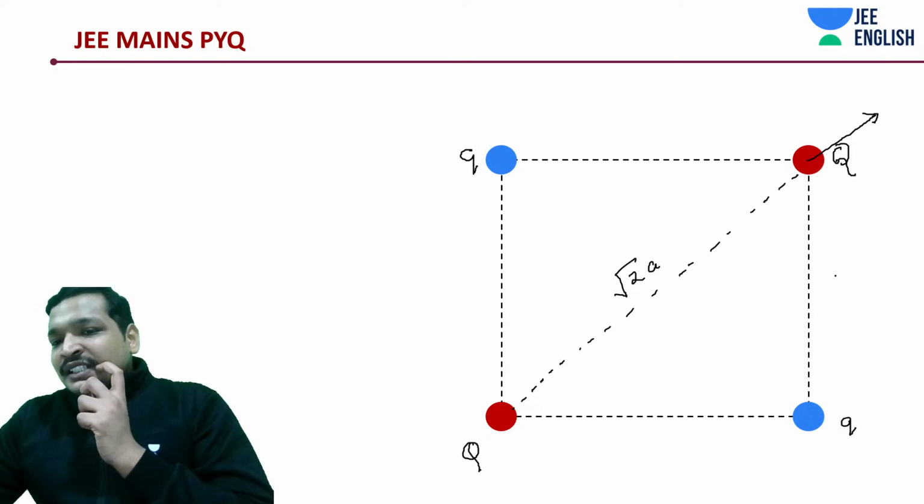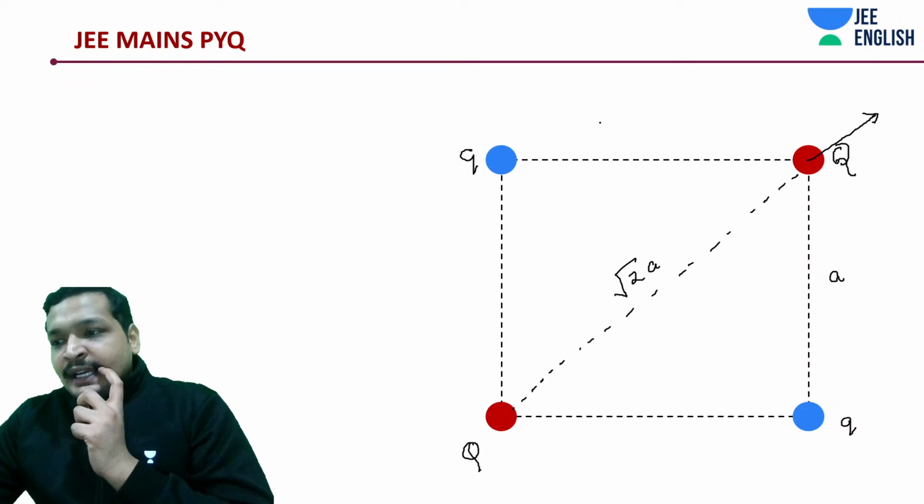And what about this distance? A and A. And this is also A.